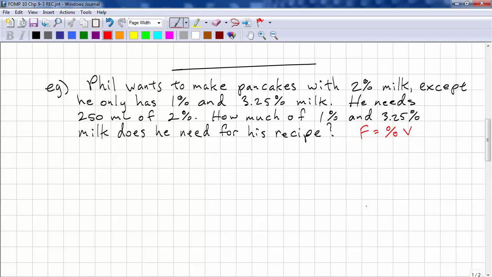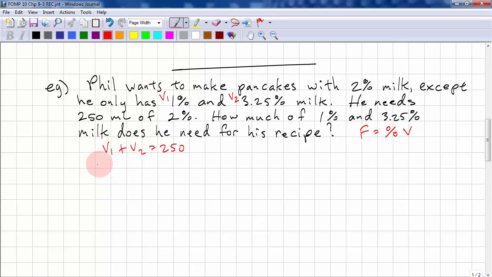we have to take the percentage and multiply this by the volume. First of all, we need the variables. We can have volume 1, volume 2. So volume 1 plus volume 2 equals 250, because we said he needs 250 milliliters. Now we need to look at the amount of fat.